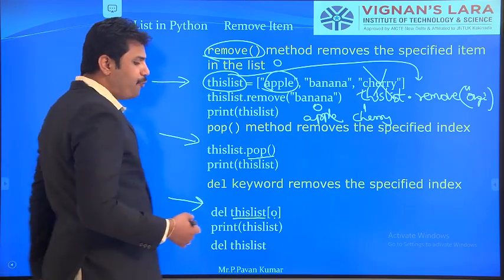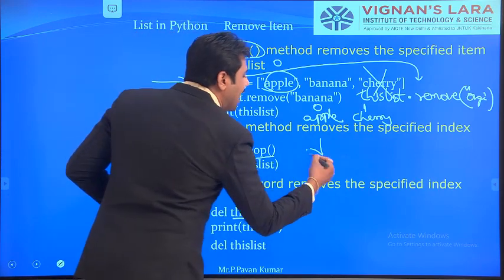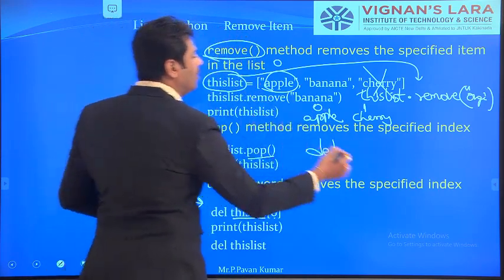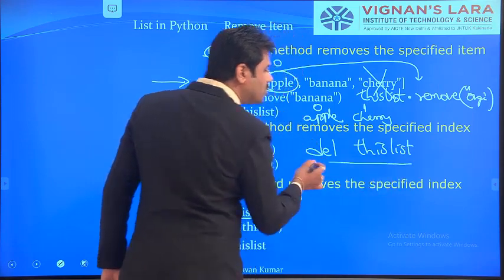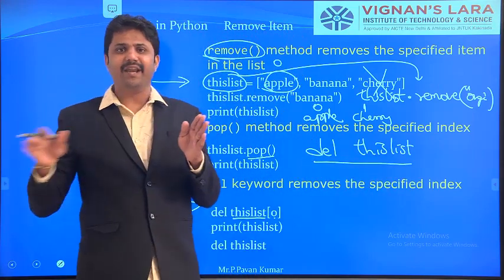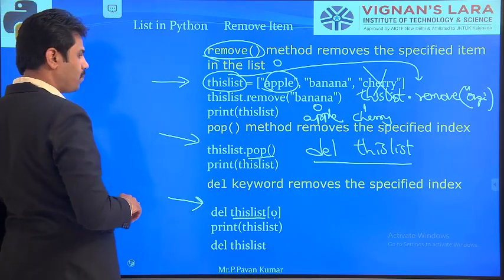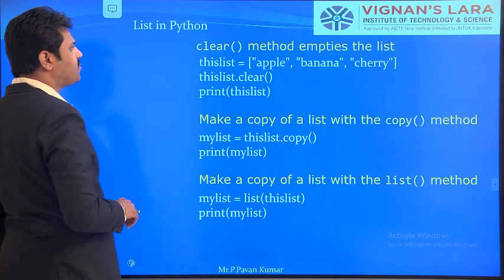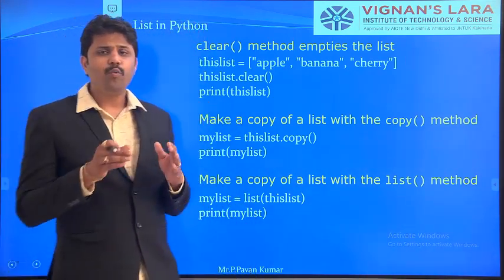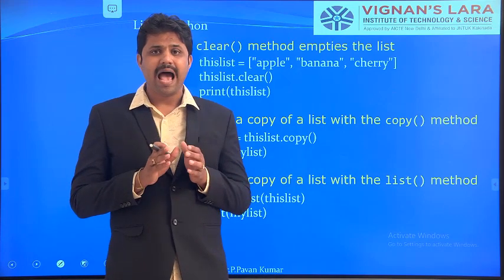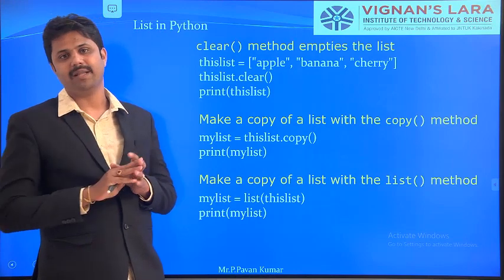Next, if you want to delete the list completely, you also use del this list. If you use a statement like this, it completely removes your list. Next one, clear. I don't want to remove my list. I just want to clear the information in the list.